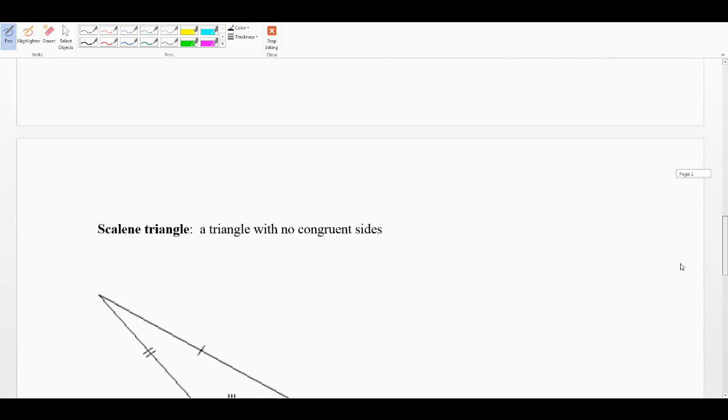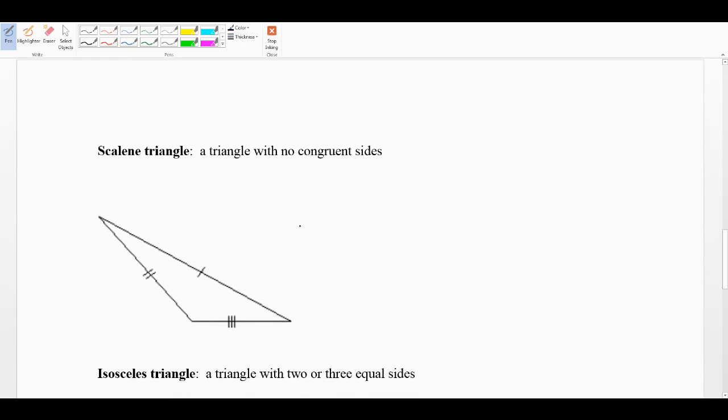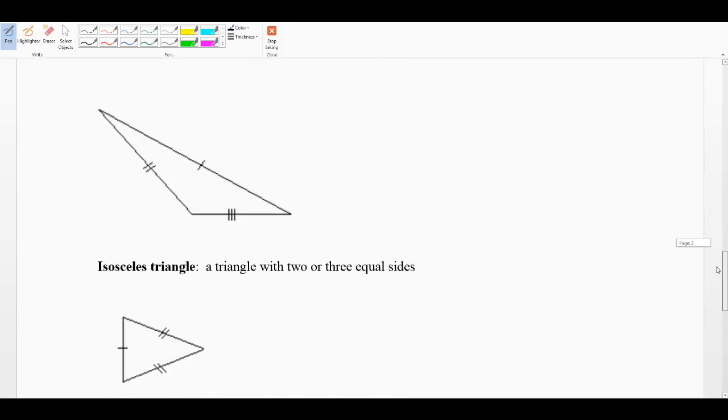And then we can look at the sides. A scalene triangle is a triangle with no congruent sides. If you ever see these marks, that means that these are all different side measures. So none of them have the same side measure. So none are congruent. Congruent means they have equal side lengths.